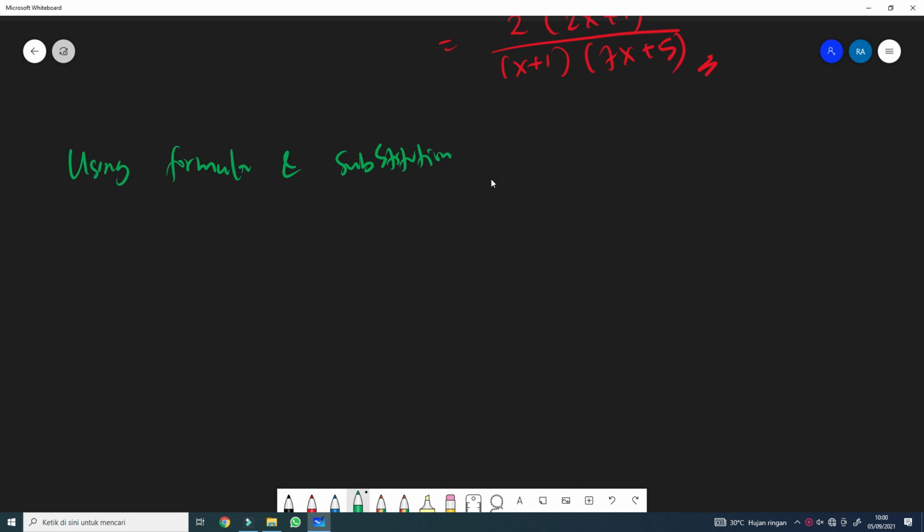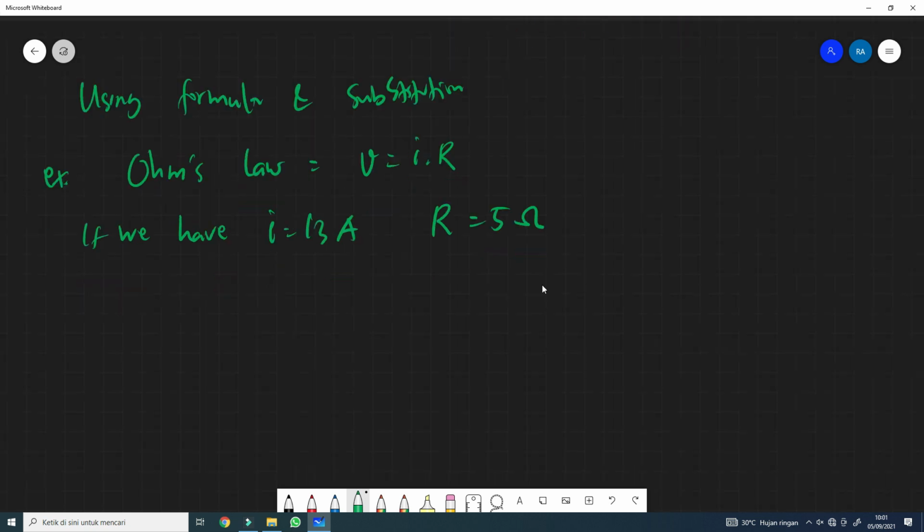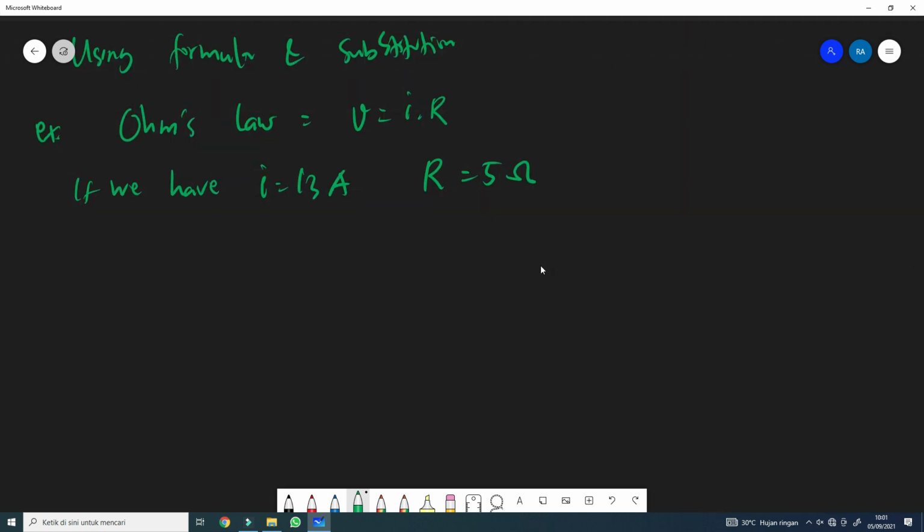We also can implement basic algebra using formulas and substitution. For example, we know Ohm's law, the voltage equation equals the current times resistance. If we have a current, whose symbol is I, of 13 amperes and the resistance, with the symbol omega, of 5 ohms, then we just substitute the symbols by the numbers given, which is 13 amperes times 5 ohms. Then the voltage will be 65 volts.